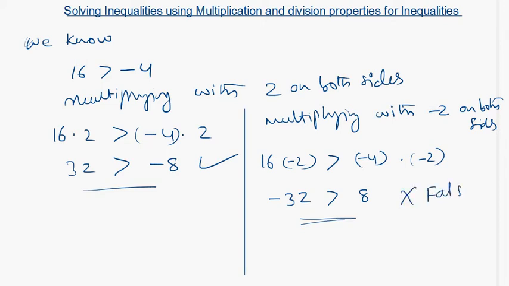It is false. Now let us reverse this inequality and see if that makes sense. Negative 32 less than 8 is true. Now as we can see, if we are multiplying with a negative number, we have to reverse the inequality to make the inequality true. So if we are multiplying with a negative number, we have to reverse the inequality.